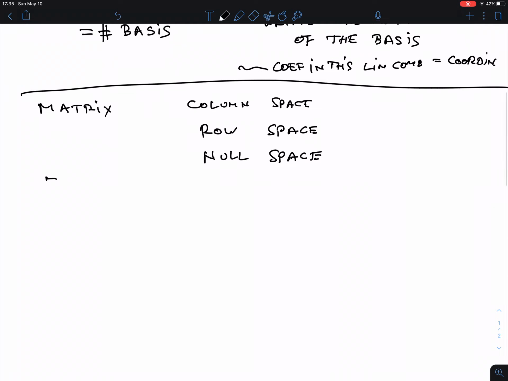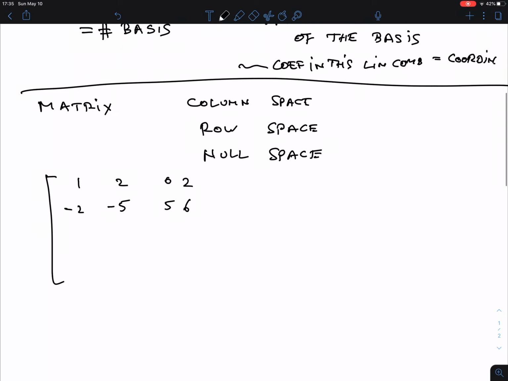So for instance, let's look at this matrix here, 1, 2, 0, 2. We might have done this better. I'll do it again. -5, 5, 6, 0, -3, 15, 18, 0, -2, 10, 8, and 3, 6, 0, 6. Okay. So what is the column space?